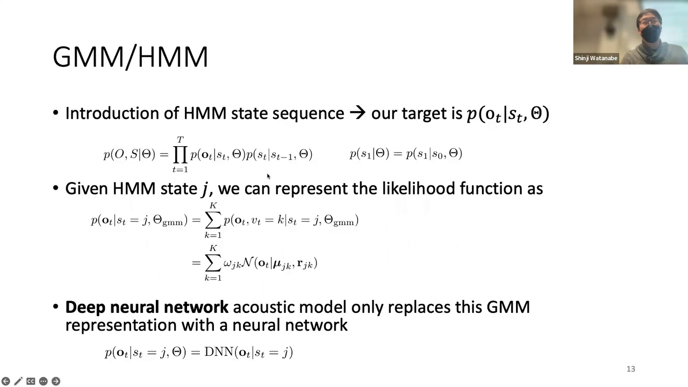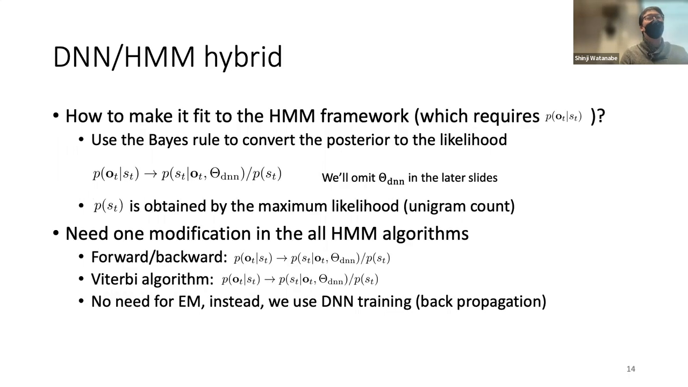All other formulations, like making this one from the complete data likelihood and so on, still use the HMM-based approaches. This is the deep neural network HMM hybrid method. Some people just directly call it hybrid. People may be confused by the name hybrid, but in many contexts people just call this approach hybrid.